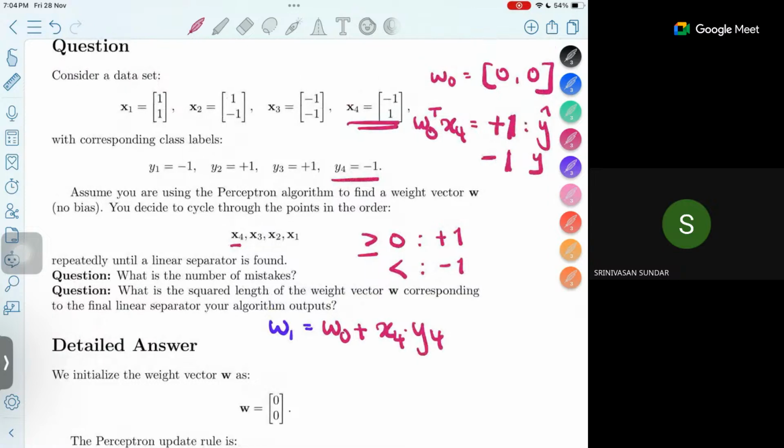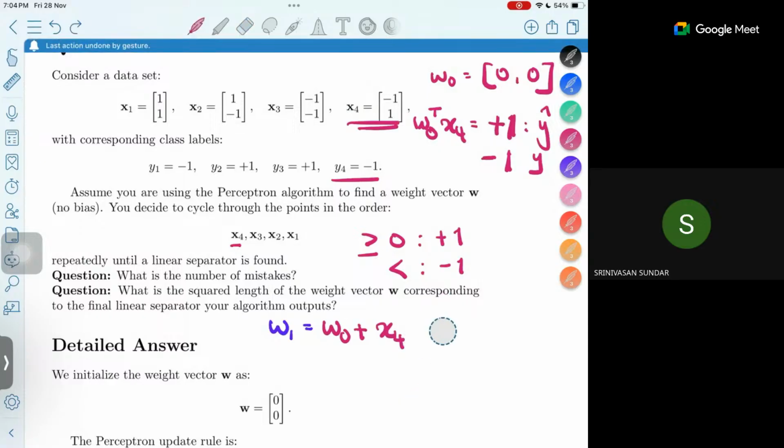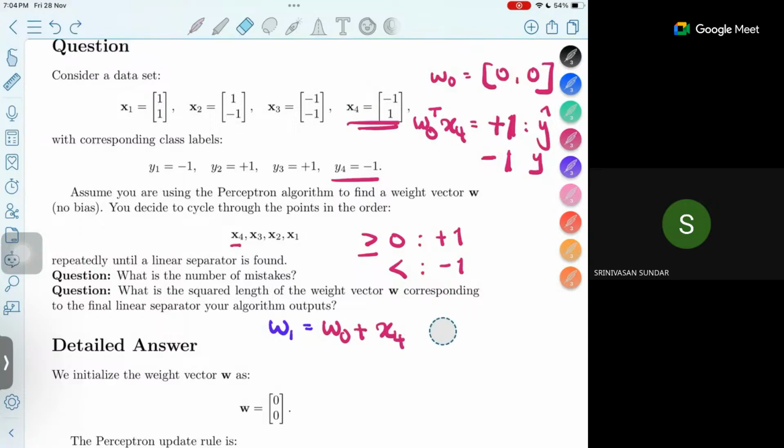And what is X4? Actually, let's look at Y4 first. Y4 is -1, which means I can replace this, right? So I can write this as W0 minus X4. W0 was 0, 0. Minus X4, which is minus of -1, 1, so it's just 1, minus 1. Right? W1 is 1 comma minus 1.